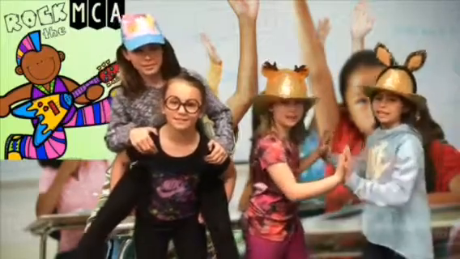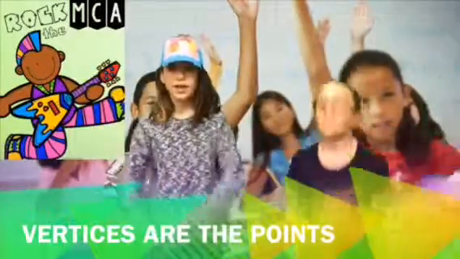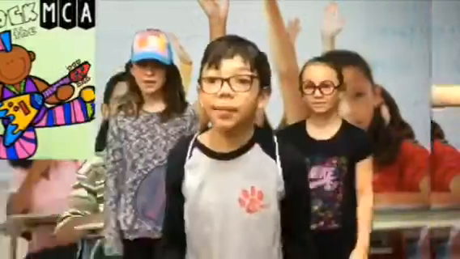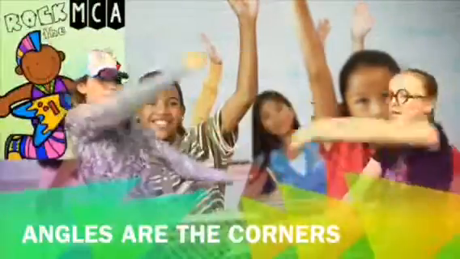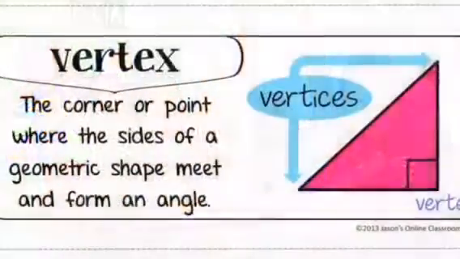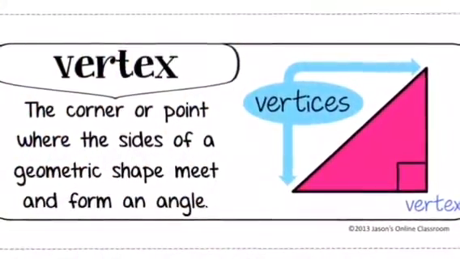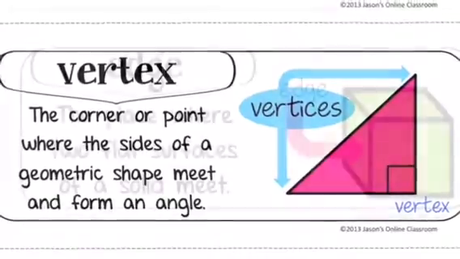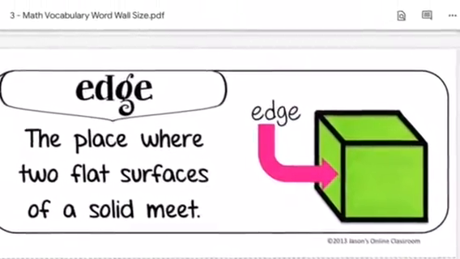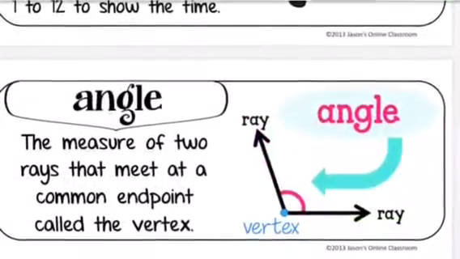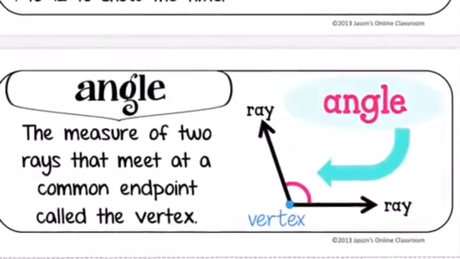Are you feeling the pressure to learn everything you can before the MCA test? Here are some words that will help. Shapes have vertices, points. Shapes have sides, lines. Shapes have angles, corners. The vertex or vertices of a shape are the points. The sides or lines of a shape are the edges. And the corners of a shape are the angles.